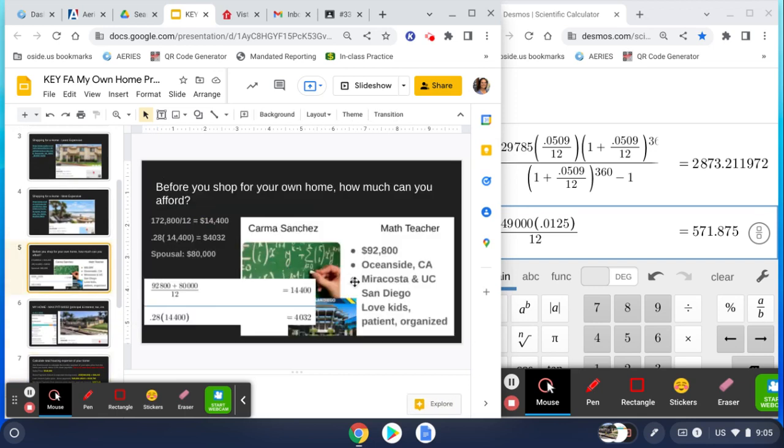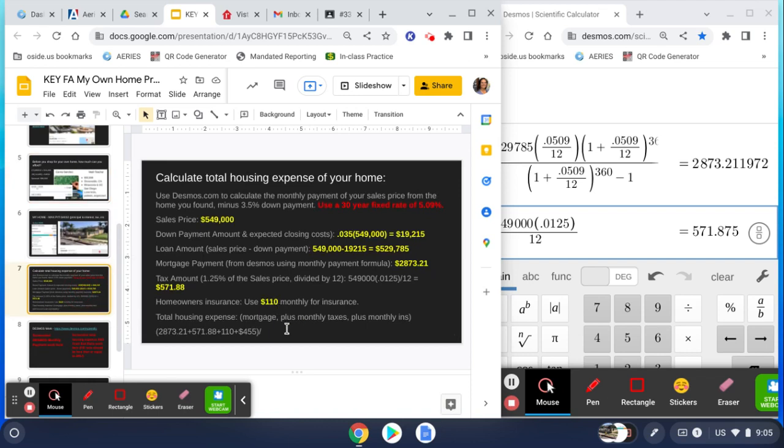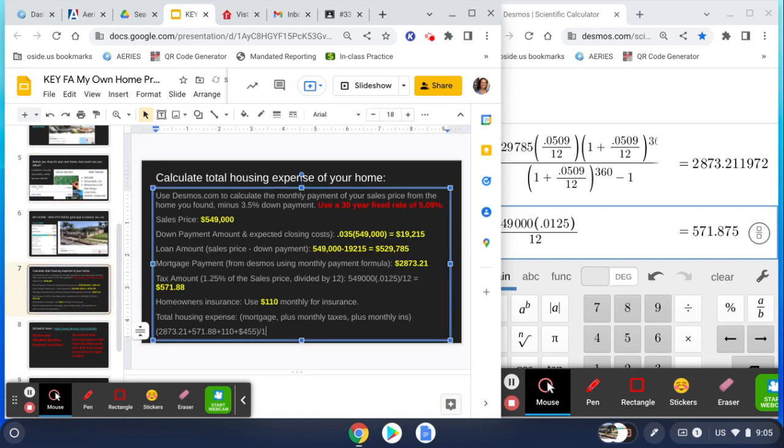So now I go back to my slide 5 to look for my monthly income again. Remember that my monthly income with my spouse is $14,400. And that's going to be my denominator right here. So the front end ratio, the total housing expense. Oh, sorry, we're doing the front end ratio on the next slide. All we're doing here is the total housing expense. Just kidding.